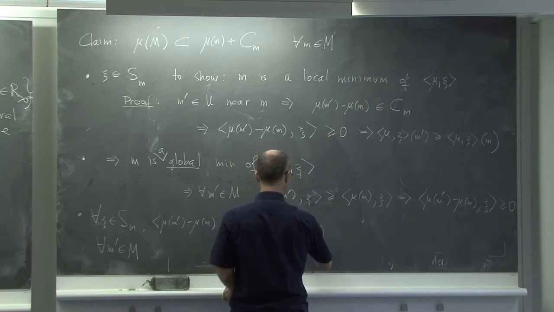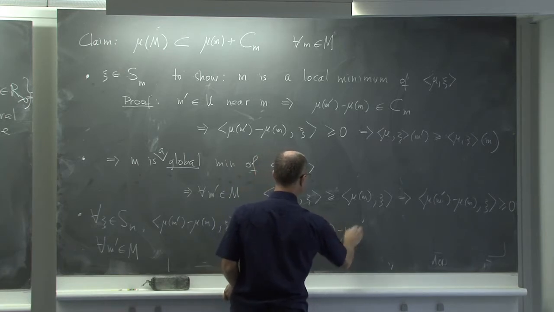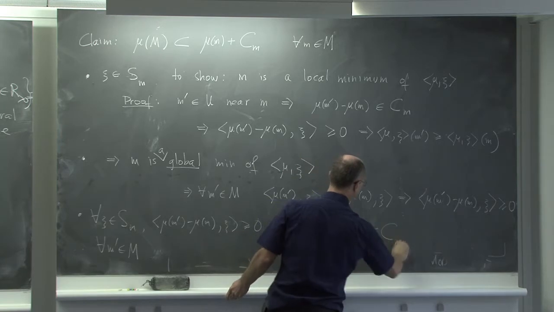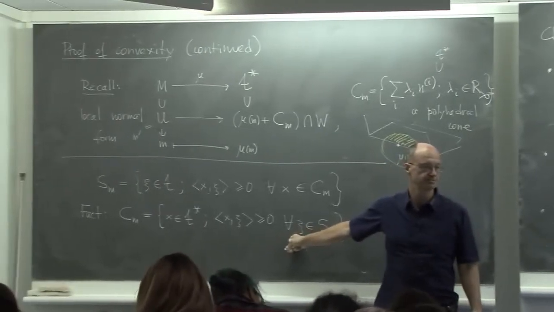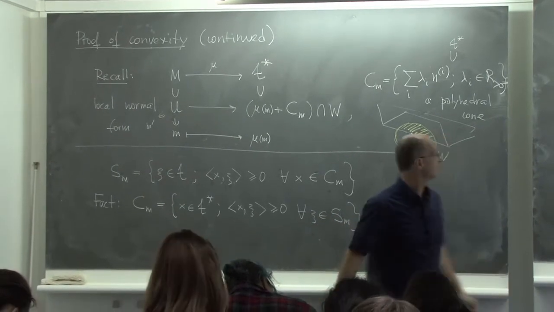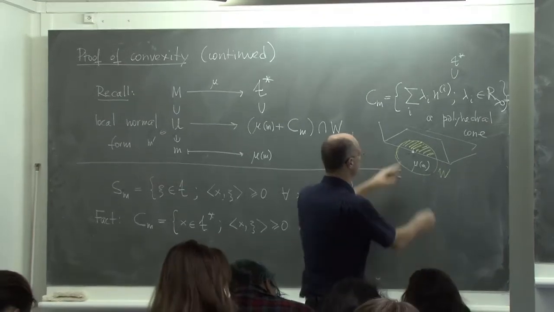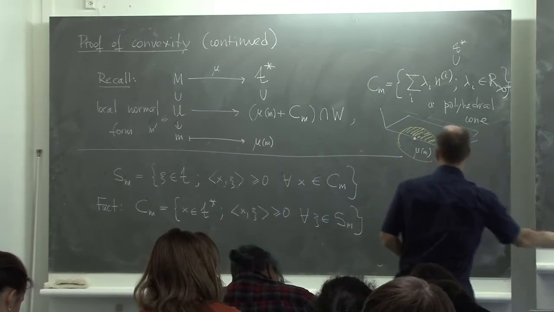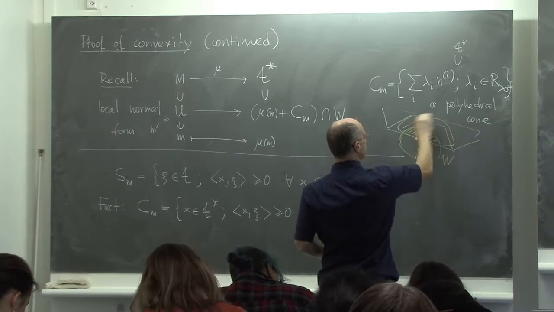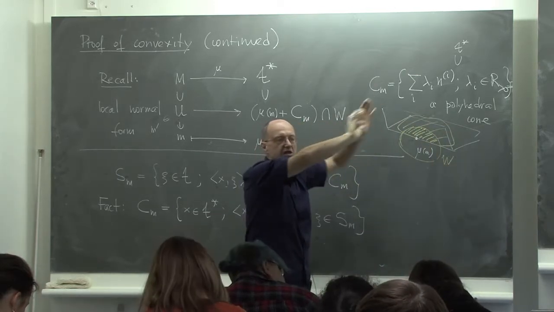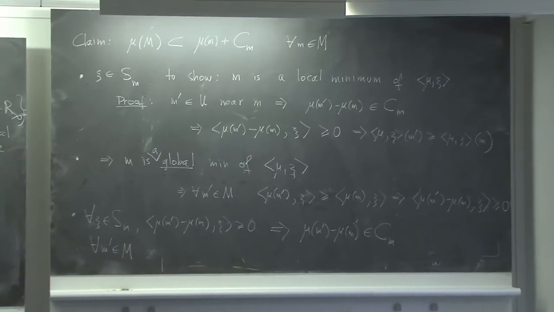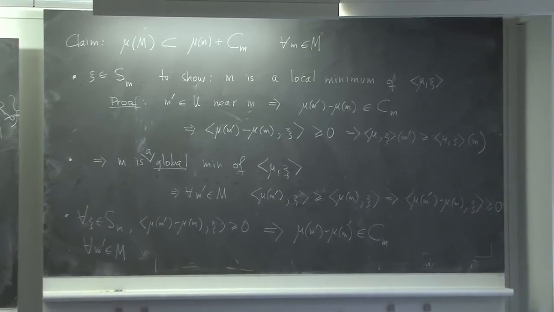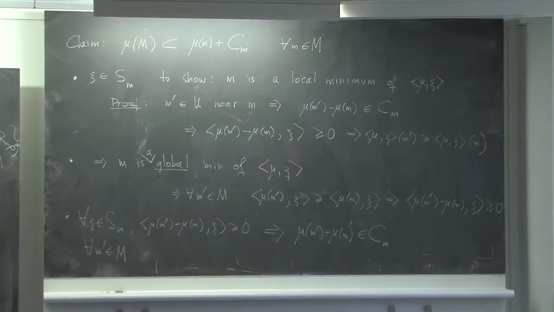So this means that mu of m prime minus mu of m is in Cm by this statement. So this means that all the image of M, whatever it is, is there inside this Cm. This was a crucial step, but still there is a little bit of things to do.